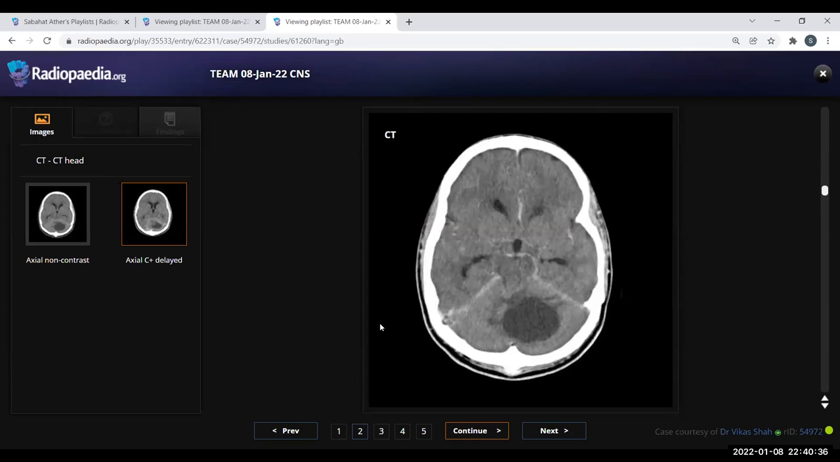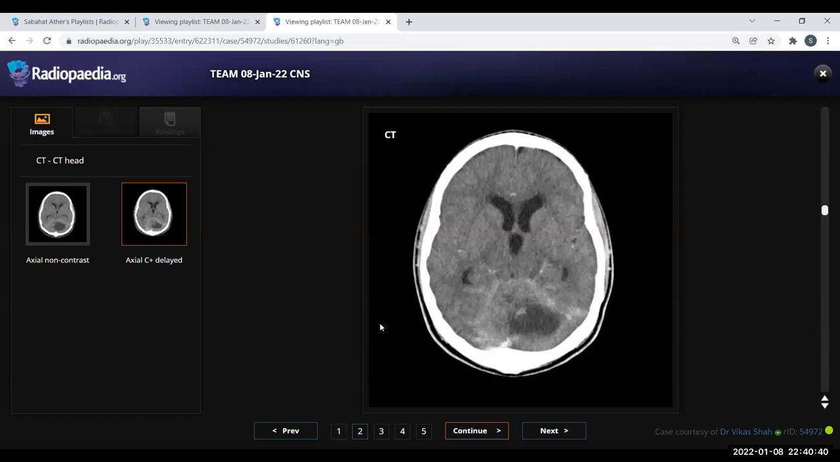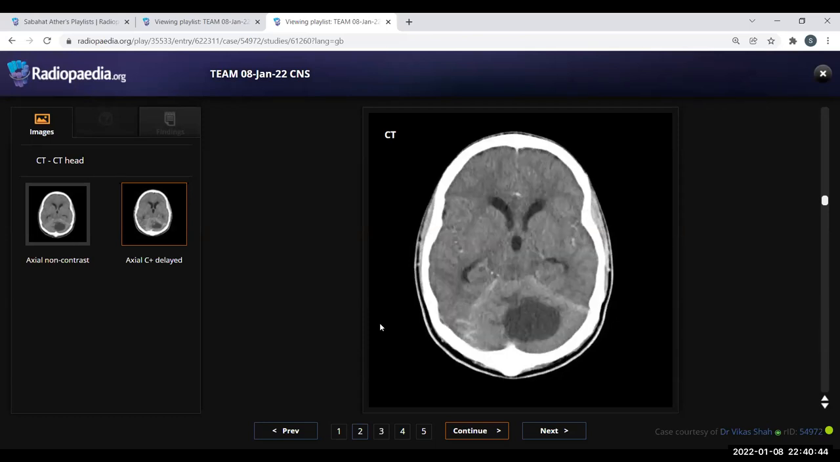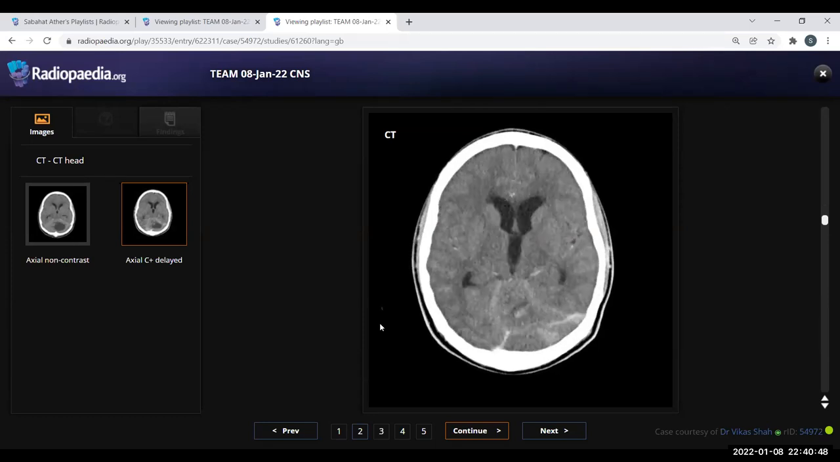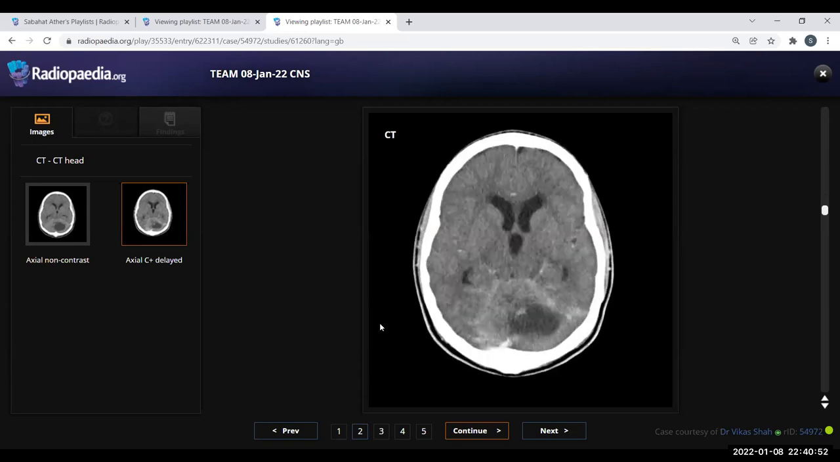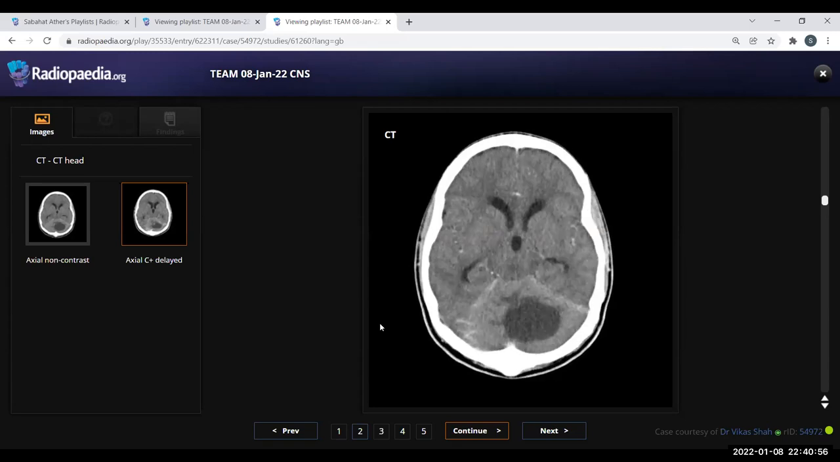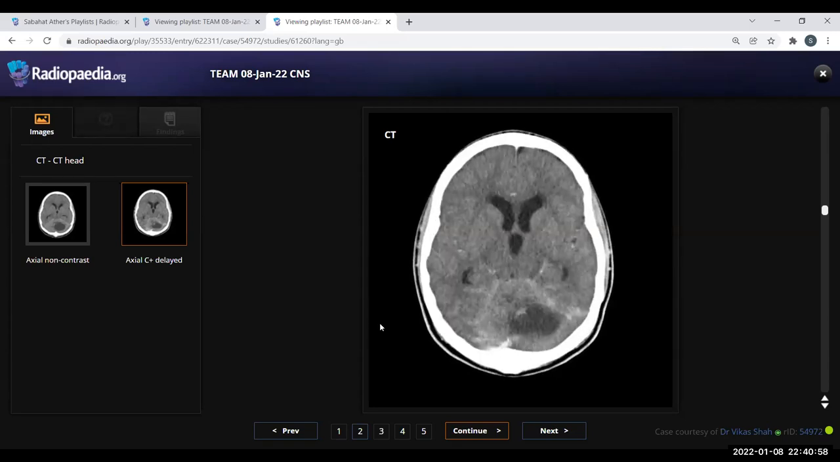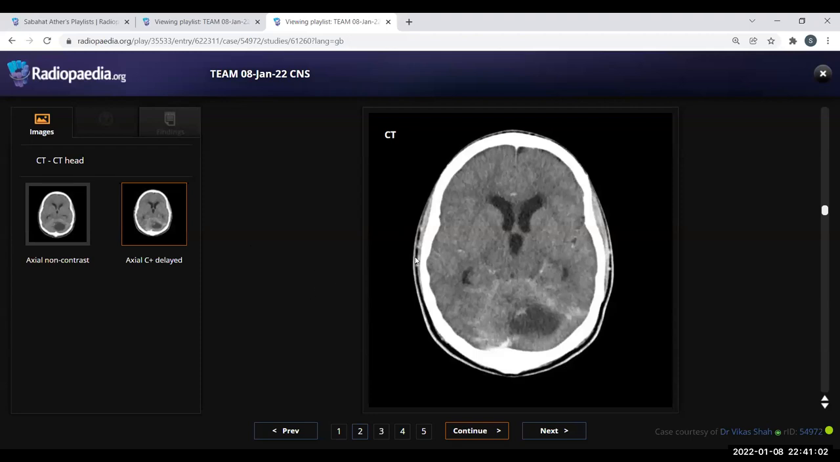Yes, it is effacing the fourth ventricle and situated in the left cerebellum, hypodense. The surrounding subarachnoid spaces look hyperintense. It could be due to hemorrhage, subarachnoid hemorrhage. However, I would like to see some contrast enhanced CT.